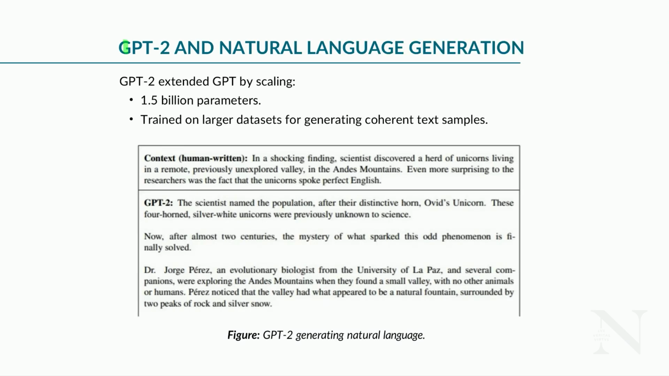Next was the GPT-2 model. GPT-2 extended GPT by scaling to 1.5 billion parameters, and it was trained on a much larger dataset for generating coherent text samples. As you can see in this example, the text generated by GPT-2 is kind of acceptable.